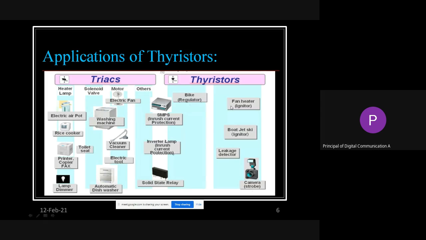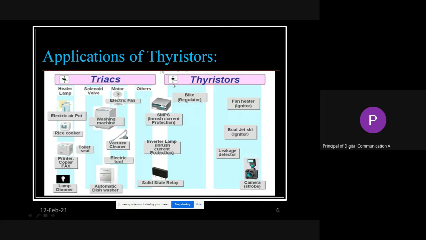Then fan heater, that is when the temperature goes below a particular temperature, the heater should turn on. So as a relay also it is going to be used. Then the SMPS, switched mode power supply, and the uninterrupted power supply. When the main AC supply goes off, at that time the UPS power should reach that particular device to avoid damage to that device. That work is going to be done by this particular SCR.